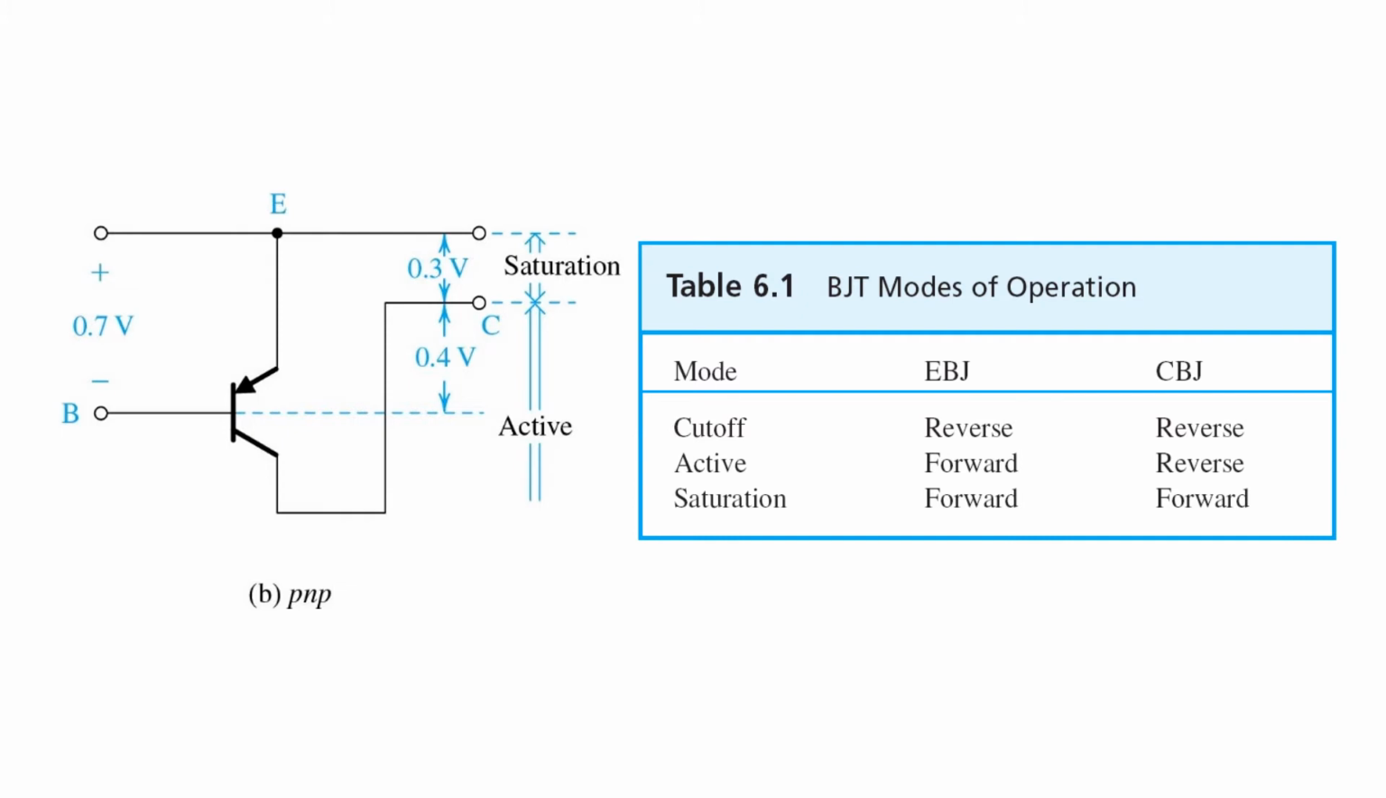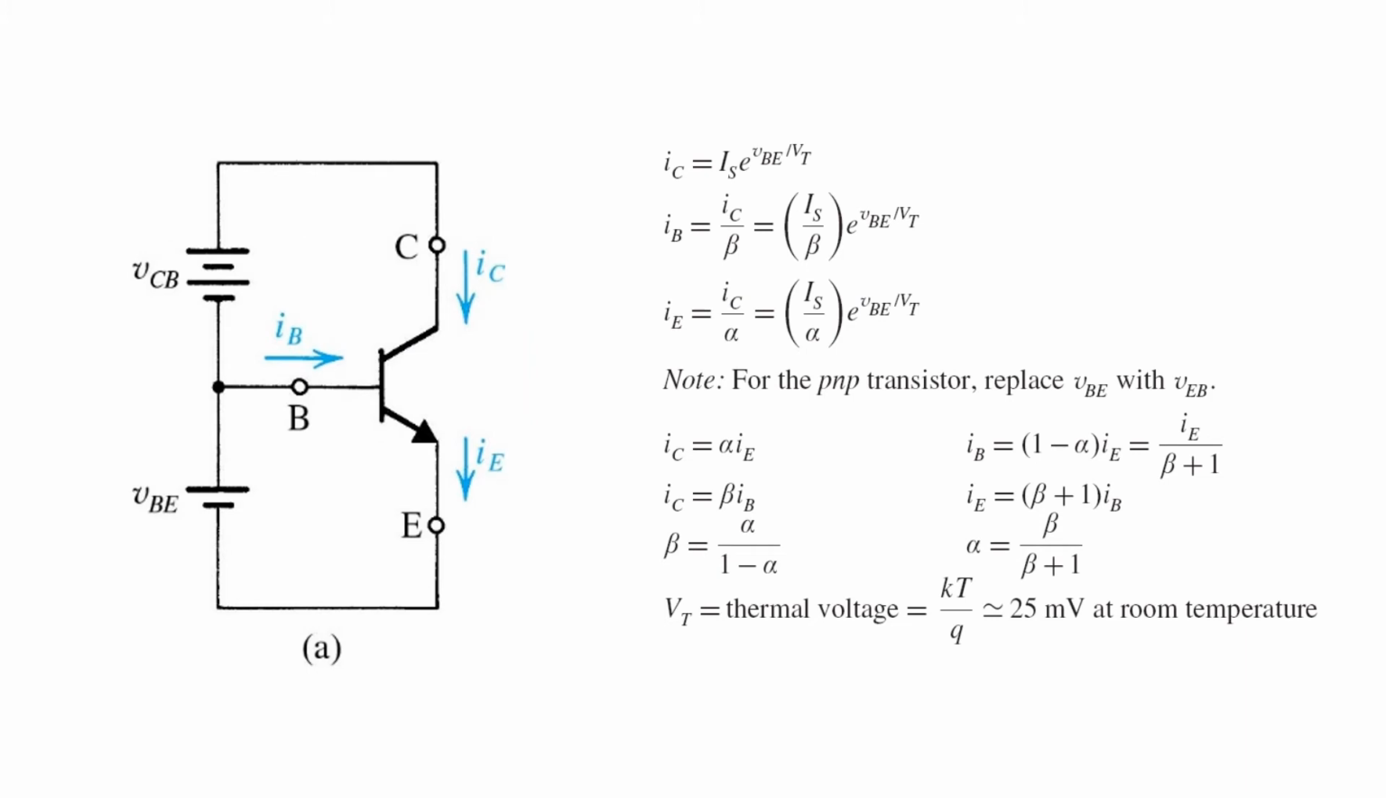Again, reverse active mode is possible, though not recommended. Here we see the NPN schematic symbol shown with appropriate biasing to operate the transistor in active mode. VBE applies a forward bias across the base-emitter junction, and VCB maintains a reverse bias across the collector-base junction.